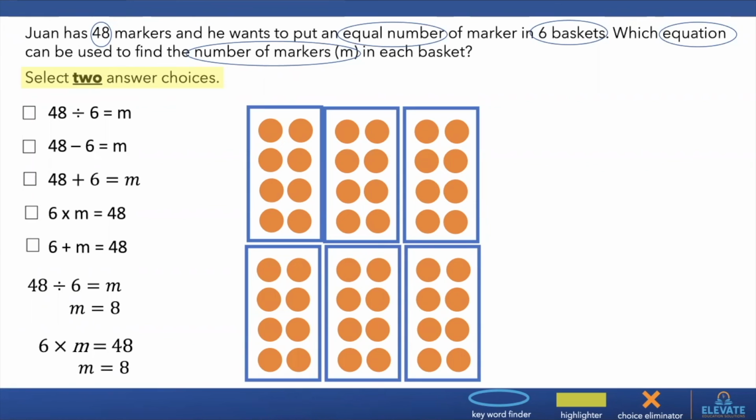Since the answer to both the equations is 8, and the equations represent the model and the keywords and key numbers from the problem, we know that 48 divided by 6 is equal to M, and 6 times M is equal to 48 are the correct answers.